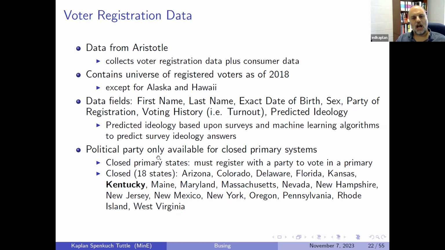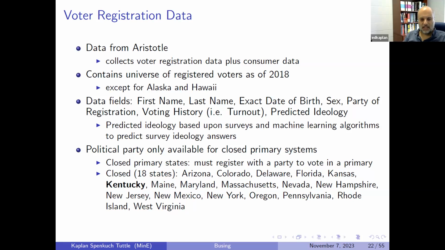So political party is not available for all states. It is available only for closed primary states. In the US, in a bunch of states, you have to register for a party in order to vote in that party's primary, and that's how we know that you're a member of that party. But there are only 18 states that require that. There's a bunch of other states which are open primary states, where you don't have to register for a party. You can just show up and vote in another party's primary. So for those states, sometimes you can register for a party. In other states, there is no party registration period.